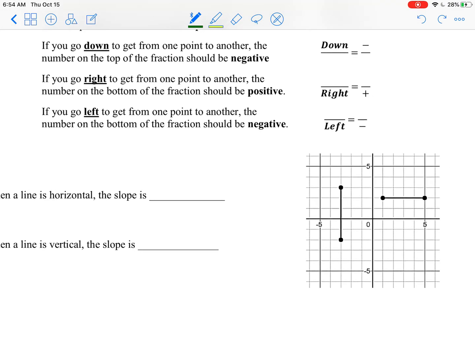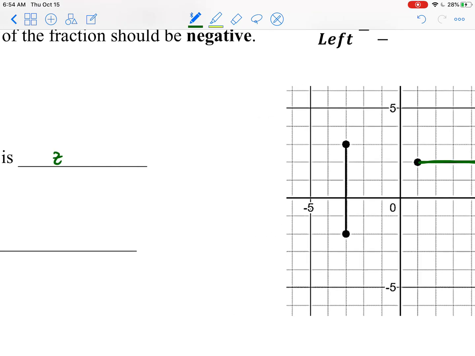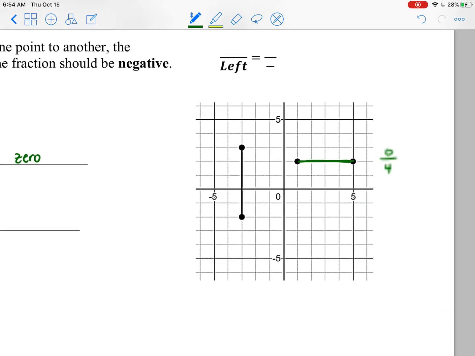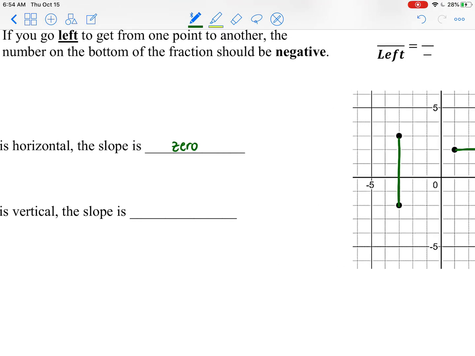Okay, so when a line is horizontal, like this line right here, what's the slope here on this line? It's up 0, right 4. Okay, so that's 0. So if you have a horizontal line, the slope is 0. 0 divided by 4 is 0. If you have a vertical line, 1, 2, 3, 4, so we're going up 5 over 0, we say that the slope is undefined.